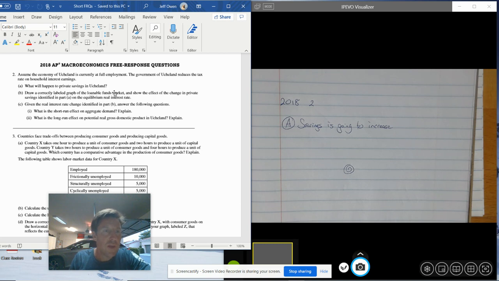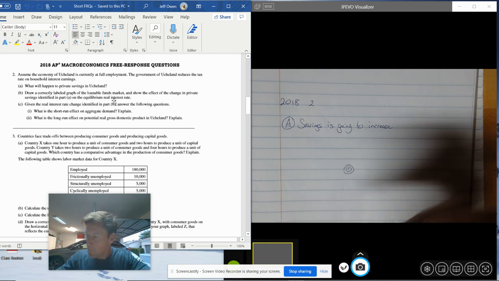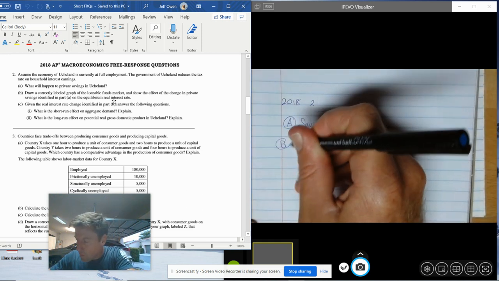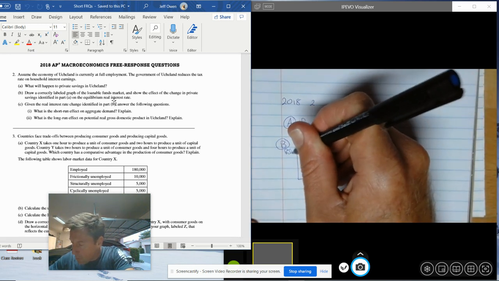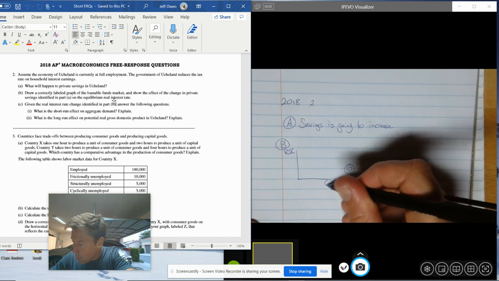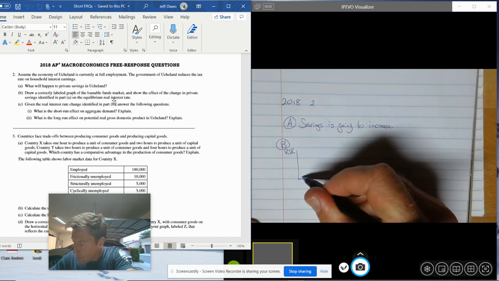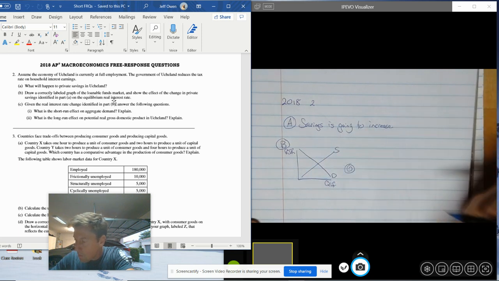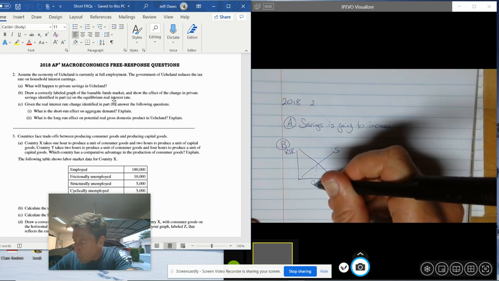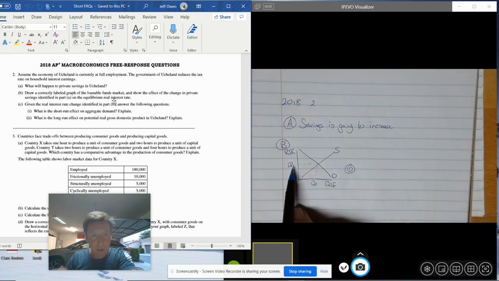Draw a correctly labeled graph of the loanable funds market and show the effect of the change in private savings identified on the equilibrium rate. Okay, so if I'm going to draw a loanable funds market, I have my real interest rate and my quantity of loanable funds. This is my supply, and this is my demand of loanable funds. I would have had a quantity at equilibrium, and an interest rate at equilibrium.